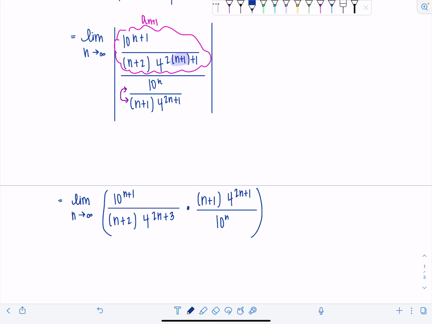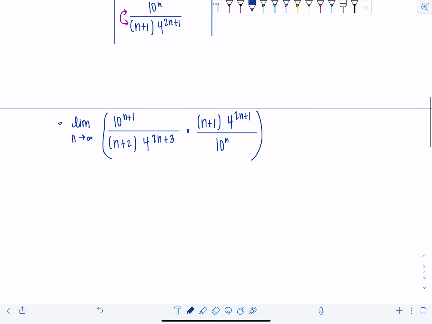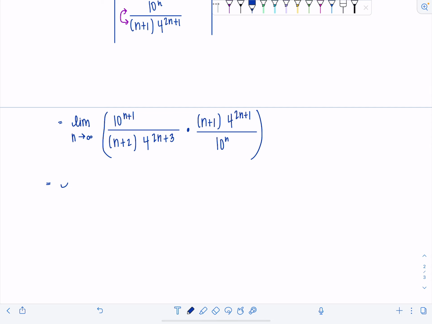All right, now we want to see what we can cancel. And I'm going to write everything out one more time. So I set myself up so I'm ready to cancel things out. So notice 10 to the n plus 1 sitting up here in the numerator, minding its business. I can write that as 10 to the n times 10 to the first. Okay. Then in the denominator, n plus 2 looks great.